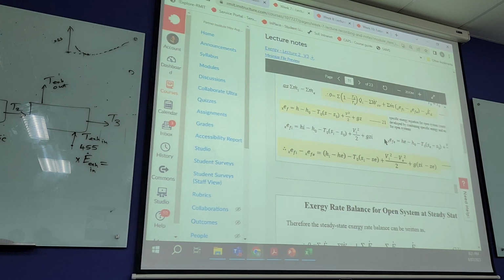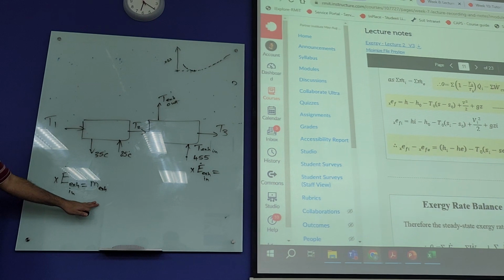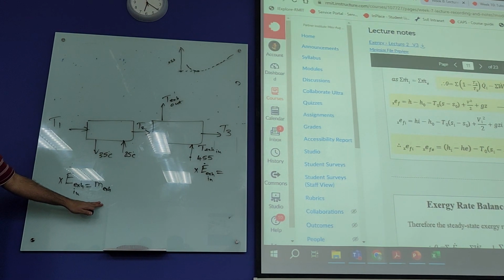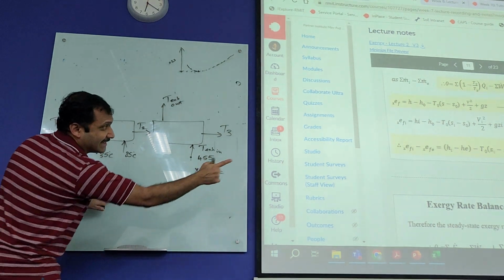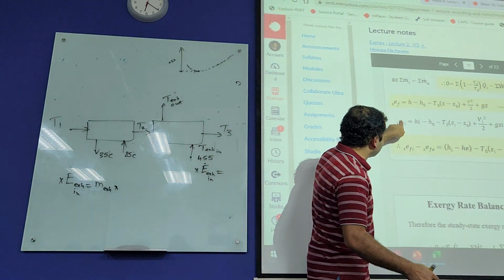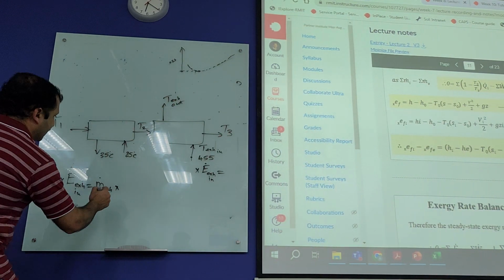Mass flow rate of exhaust. Do you know already the mass flow rate of exhaust? Step 2, you have already calculated the mass flow rate of exhaust, times small x ex, so xef, that equation. So I'm going to write that equation up in bracket.